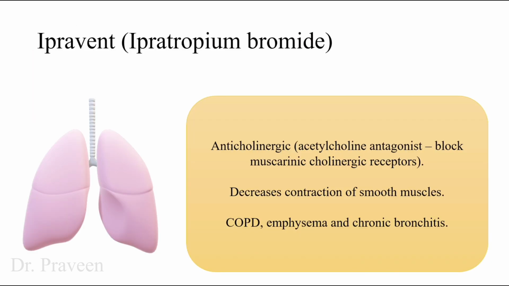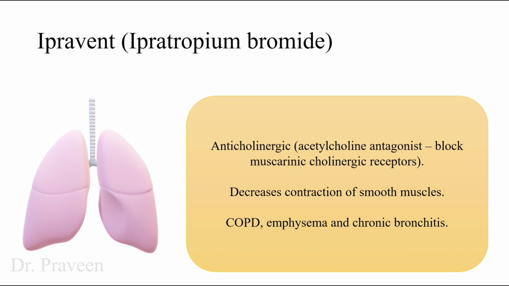Next one is Ipravent, that is ipratropium bromide. Ipratropium bromide is an anticholinergic, particularly an acetylcholine antagonist, which blocks the muscarinic cholinergic receptors. By doing so, it decreases the contraction of the smooth muscles. It is used in COPD, that is chronic obstructive pulmonary disease, emphysema, and chronic bronchitis.